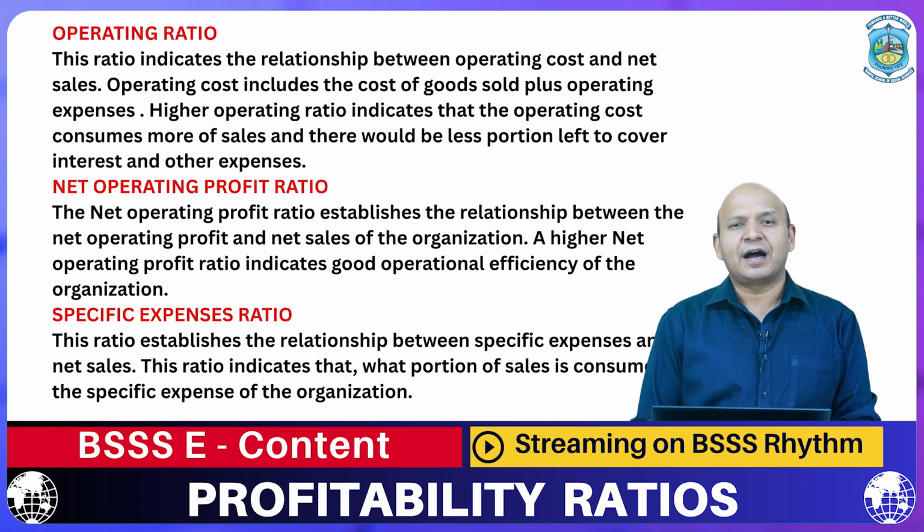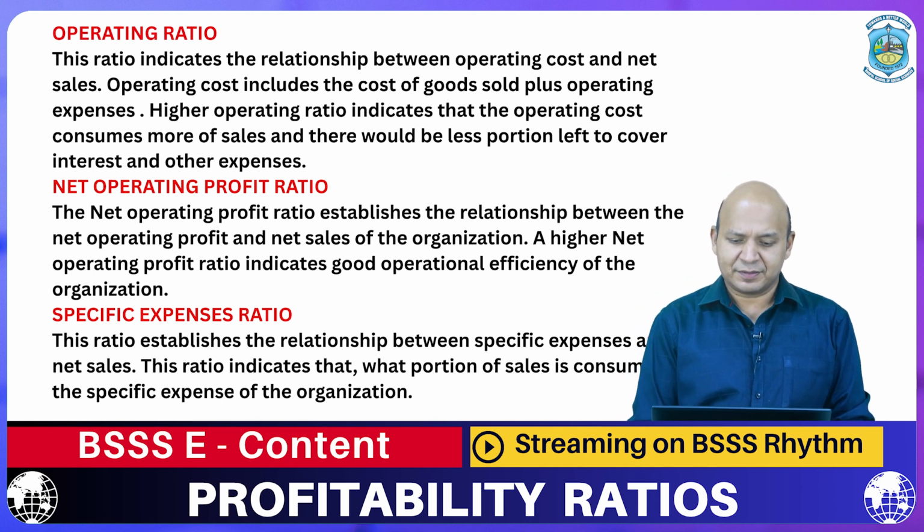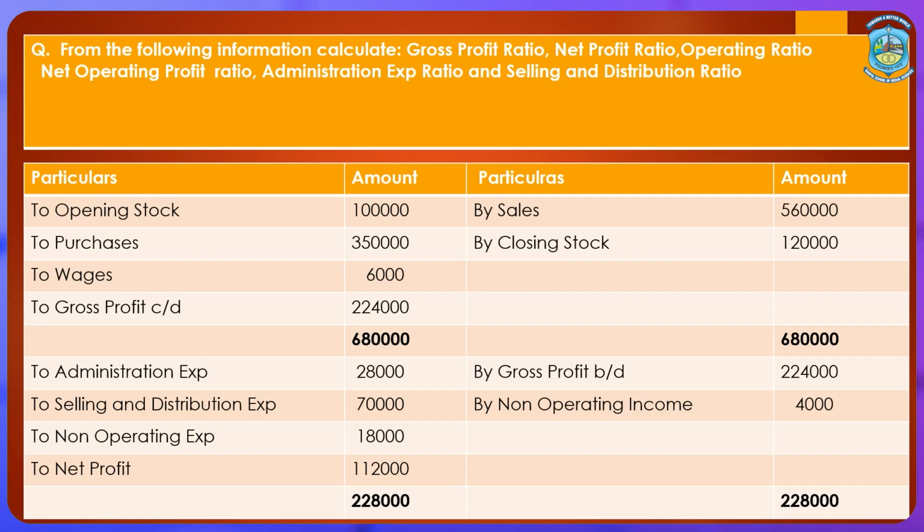So, let's understand the calculation of these ratios with the help of an example. From the following information, they are asking us to calculate gross profit ratio, net profit ratio, operating ratio, net operating profit ratio, administrative expense ratio, as well as selling and distribution ratio. They have given us the trading and profit and loss account.